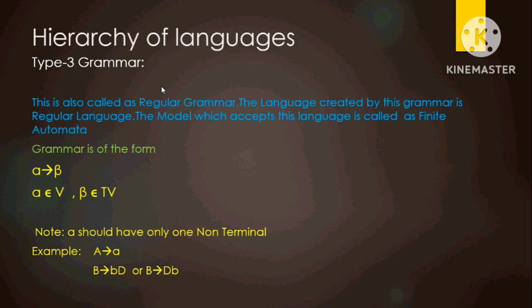Left linear grammar means that on the right side you can have a non-terminal first. So B tends to capital D, b. A terminal is following a non-terminal. So this is also called a type 3 grammar, or regular grammar.